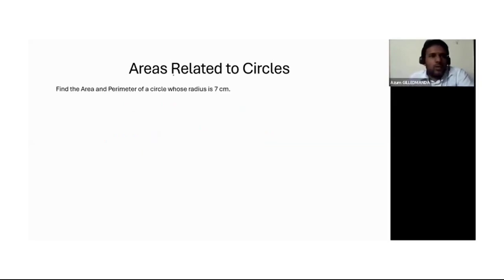Okay. Now let's look at a quick example, right? Find the area and perimeter of a circle whose radius is 7 centimeter. Okay. So here the radius is given. Let's say this is the circle whose radius is 7 centimeter. So r is given. r is 7 centimeter.